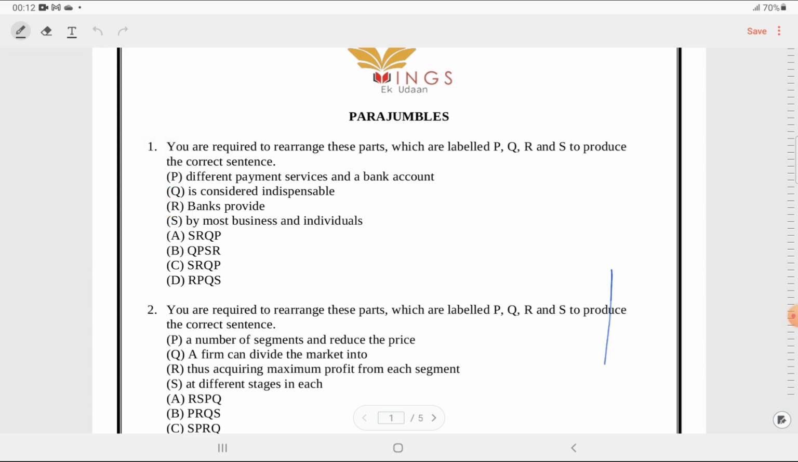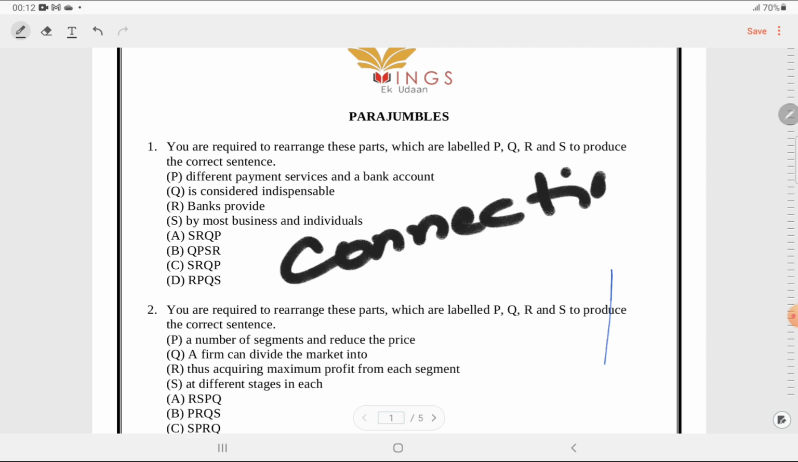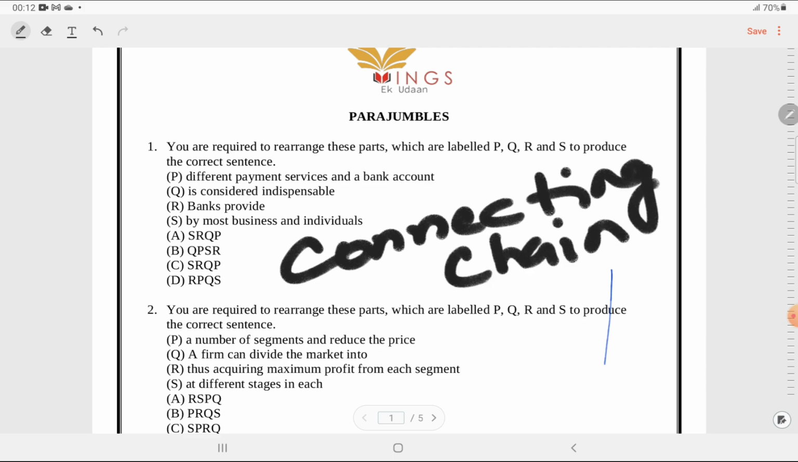what we are supposed to do is look for the connecting chain. Now, what is this connecting chain? Whenever you're doing a question in English, it is very important to reach the answer as well as to take minimal time. Now how do you reduce that time? You have to look for this thing, this connecting chain.